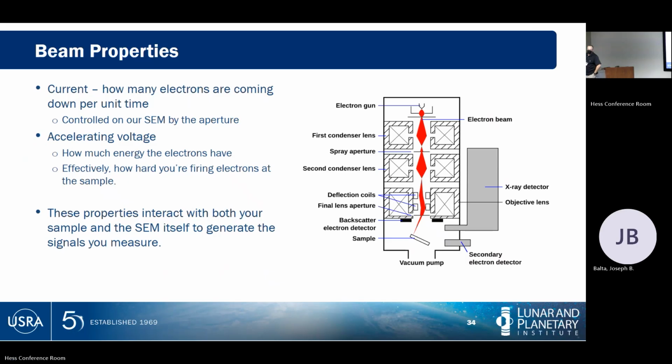Mentioned these earlier. Two things that you will get to set on our SEM are current and accelerating voltage. Current is how many electrons are coming down per unit time. Accelerating voltage is how hard we're throwing the electrons at the sample. It is the energy that they're getting fired at the sample with.